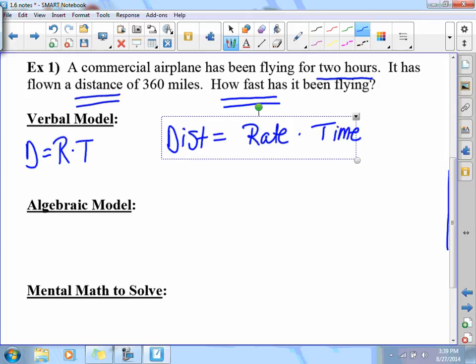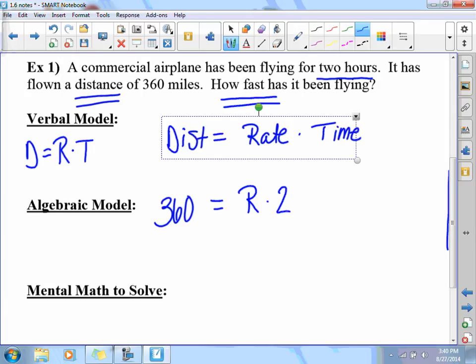So what we're going to do now that we understand the problem and we can write our verbal model, is translate that into an algebraic model. And we're going to substitute in the information that we know. So the airplane has flown a distance of 360 miles, so I can substitute that in for the distance. We want to know the rate. We want to know how fast it's going. So we're finding R. I don't know what the rate is. I don't know how fast it's flying. I'm going to put a variable in that spot. But we know it's been flying for 2 hours, so I'm going to put 2 in for the time.